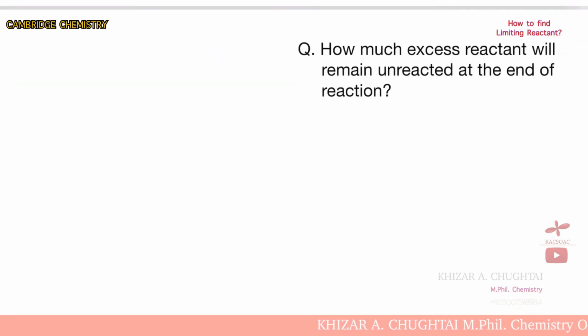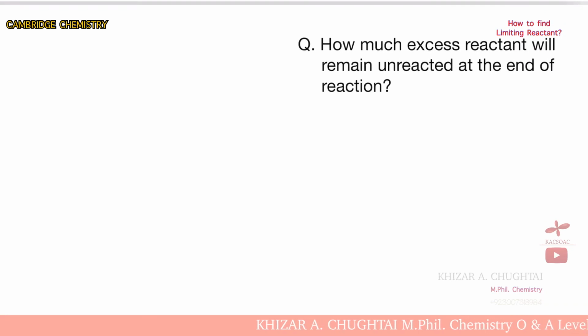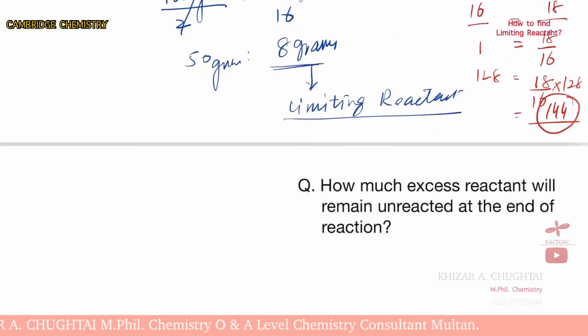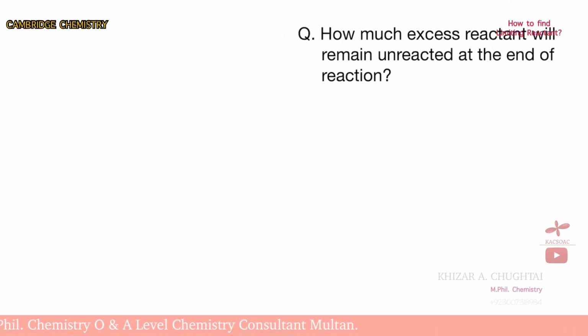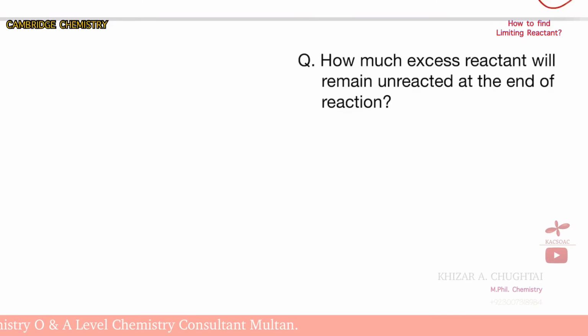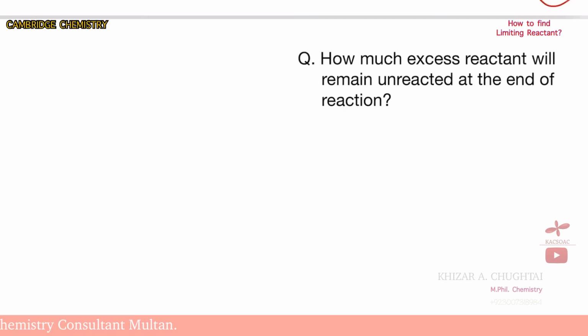The next question is how much excess reactant remains unreacted at the end of a reaction. As we have seen, one of the reactants was the limiting reactant, that was oxygen, and the other reactant, hydrogen, is in excess. So I'm going to find how much hydrogen was used. Now I'm going to compare oxygen versus hydrogen. I'm going to find the used value of hydrogen.